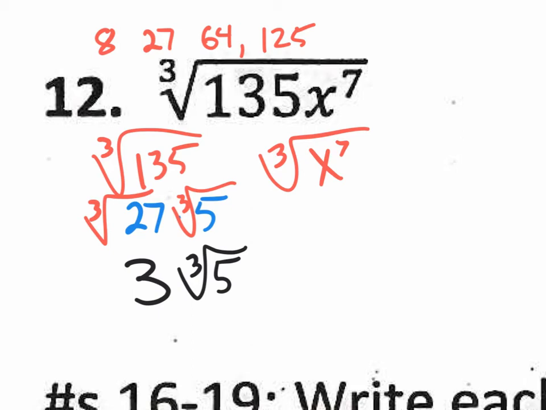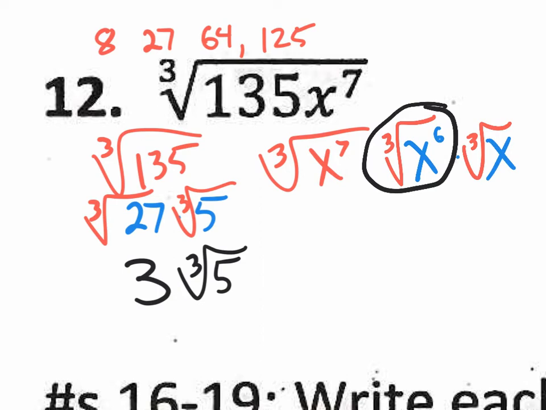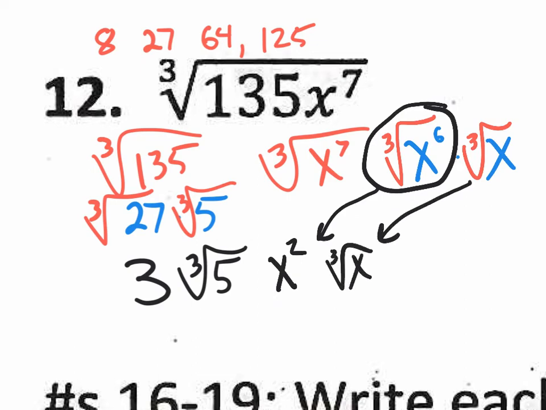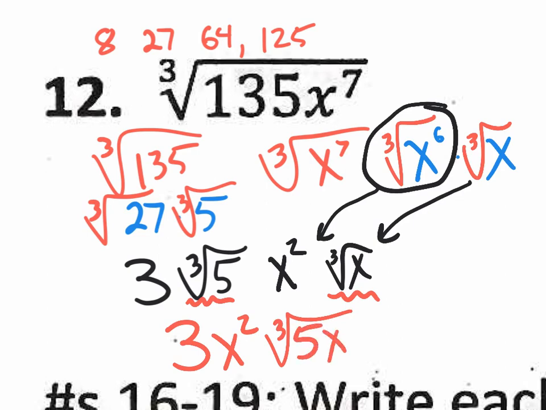Now over here, we want this to be divisible by 3, so I'm going to rewrite x to the 7th as x to the 6th times x. That way I could split the third root, and I could actually do the third root of x to the 6th, which is what? The nice, beautiful x squared value. And then the third root of x, I'm just going to bring that down, the third root of x. Here's my answer. I just need to rearrange it. I have the nice beautiful 3, nice beautiful x squared, and the third root of 5 and the third root of x, I want to put those together as the third root of 5x. That is my answer.